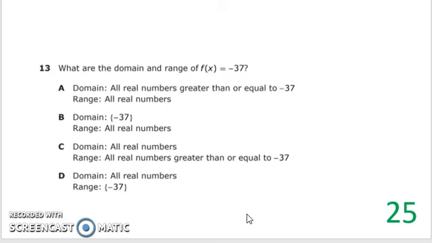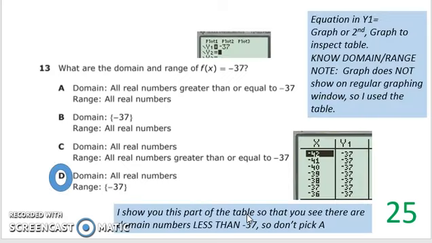Alright, we have an equation, believe it or not, up in the question. f of x equals negative 37 is really just y equals negative 37. So I can put this in my calculator. Just type in a negative 37 and go to your table.